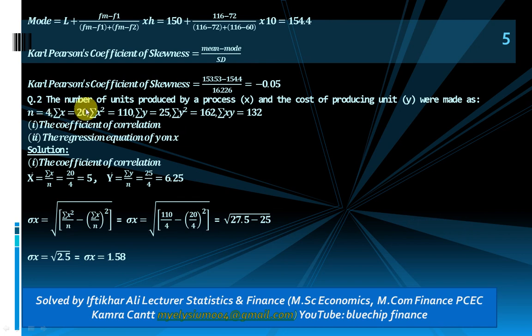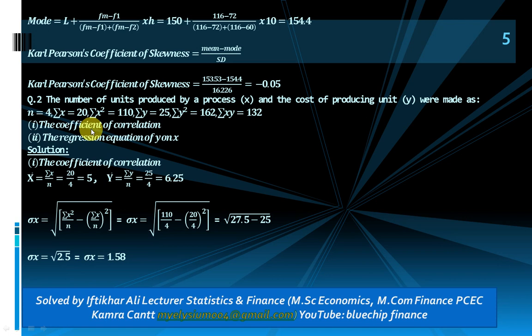The second question is that the number of units produced by a process X and the cost of producing a unit Y were recorded, and data is given here: n is given, sum of x is given, sum of x square is also given, sum of y is given, sum of y square is 162, sum of xy is 132. We need to calculate two things. One is the coefficient of correlation. We already calculated this a lot of times with the previous formulas, and the same way will be applied here. And second, the regression equation of y on x. This was also calculated many times in previous papers, so the same formula will be applied once again.